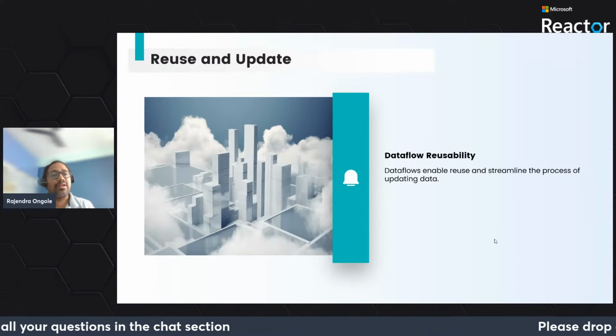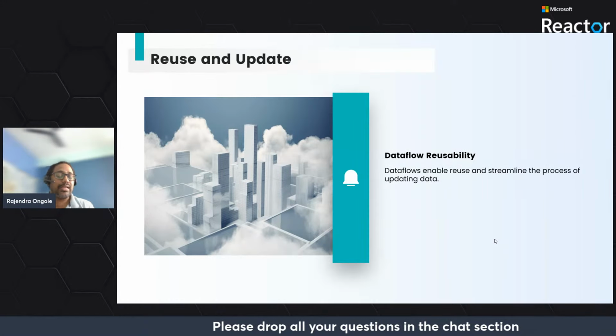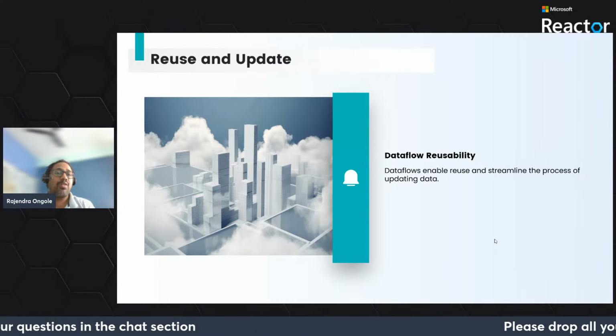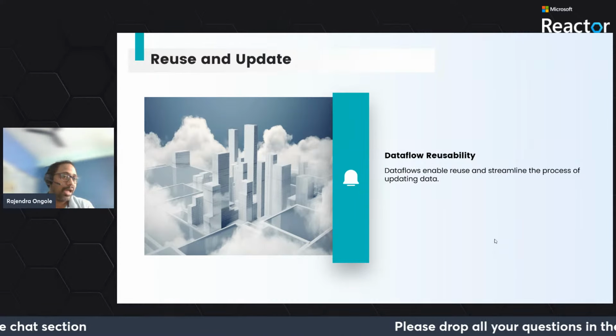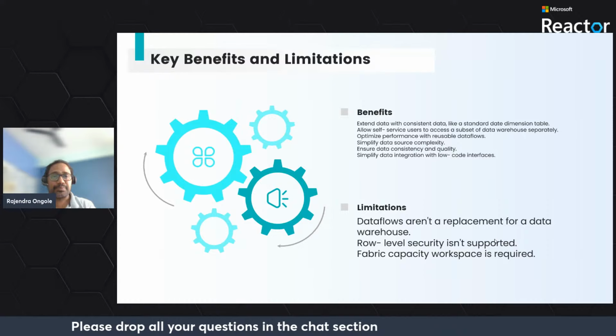Fine. As I said, data flows are reusable. We can reuse them for new projects, as well as streamline them for the same data set or a semantic model for other projects. So how are we going to incorporate it? In my demo, I'm going to showcase how we can reuse an existing data flow in my new projects as well.